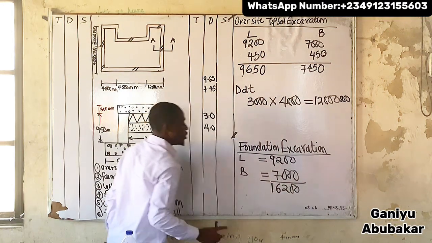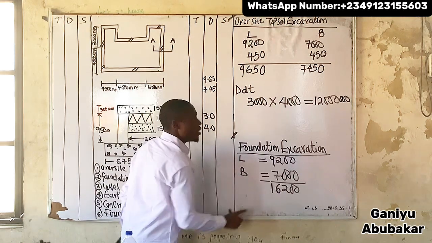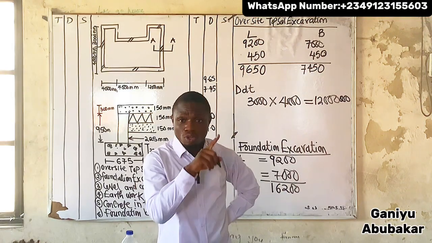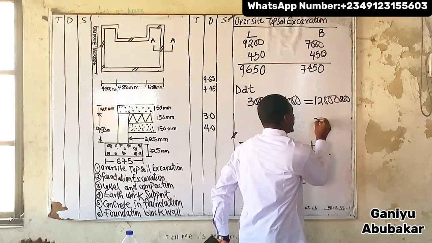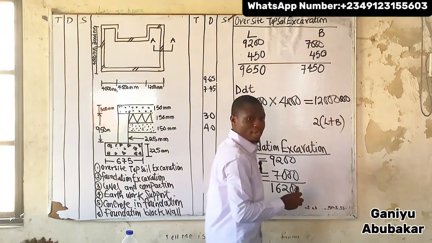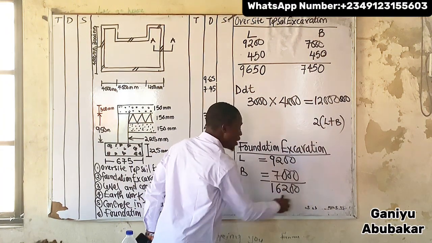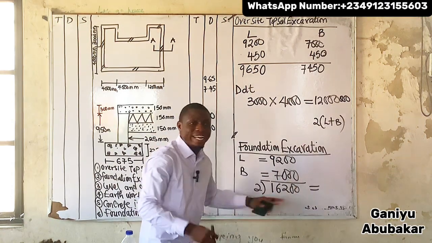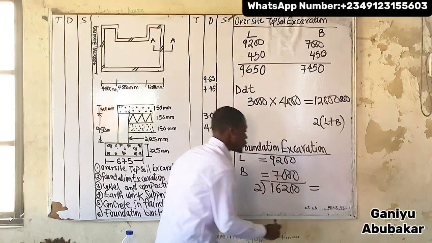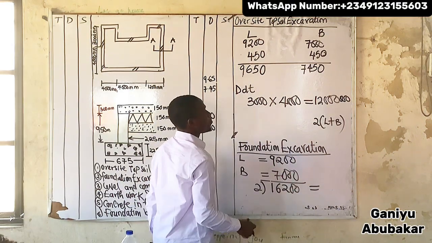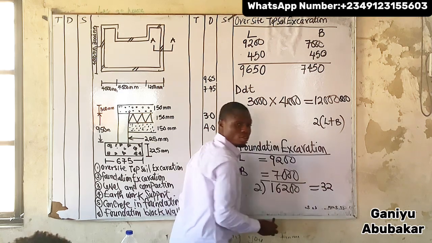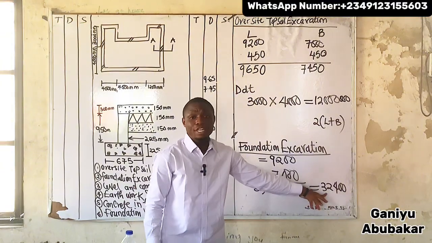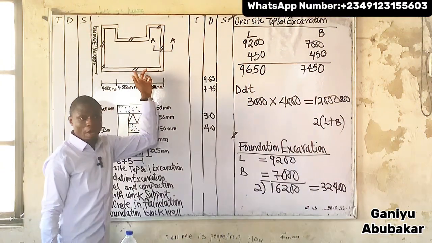Now listen. For this one here, do you know the perimeter of a rectangle? What's the formula? 2 into L plus B. I'll add L plus B together. I have this, and I have to put a 2 there. So 2 times what I have here, because I want to get the entire length of all the sides. So 2 times 3,200, which is 6,400. This value here is the perimeter of this figure. Am I correct?